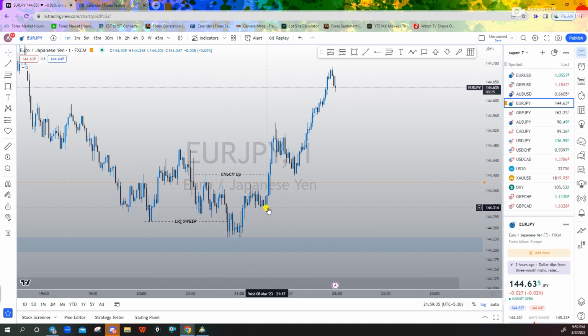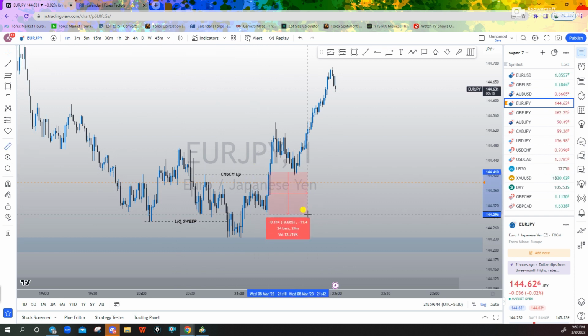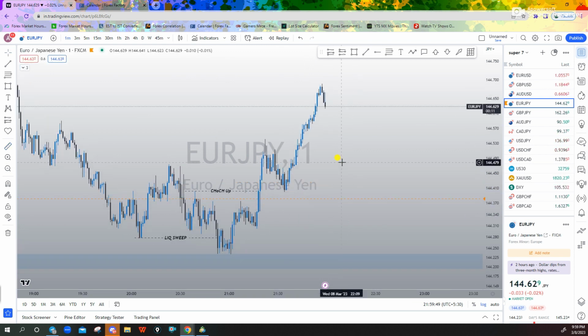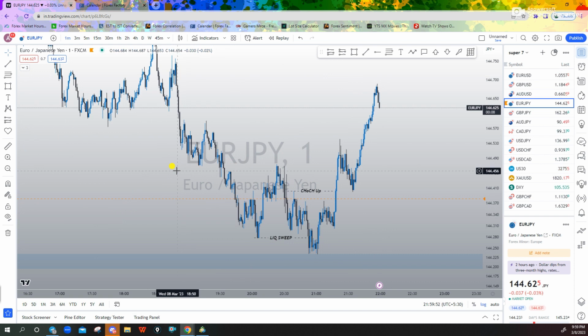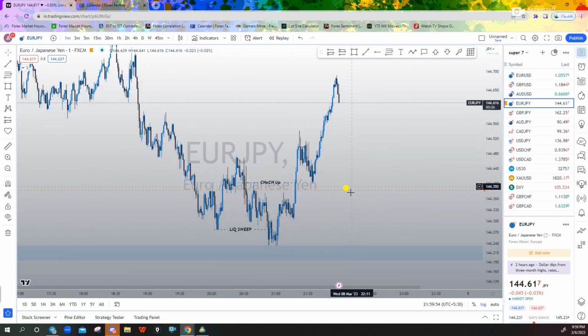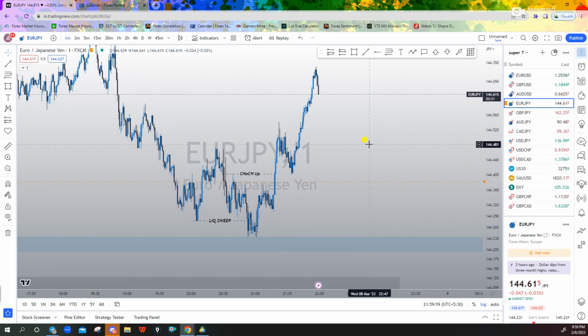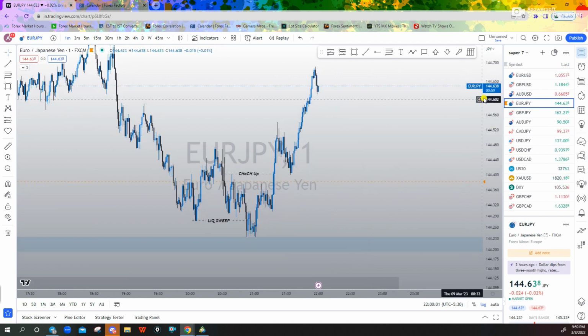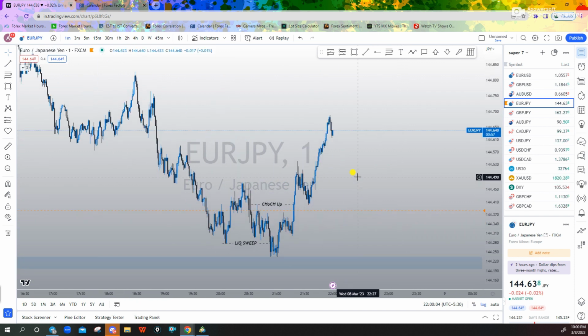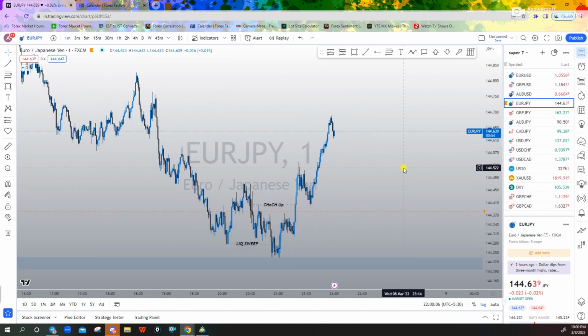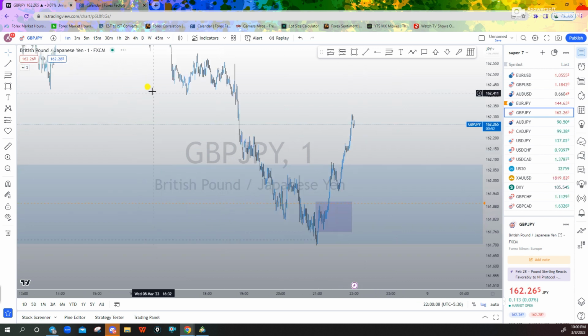But still, after this I was looking for a reaction. It did give me a reaction and it has given me a character change. But after that, what I was expecting is it has to come to my point of interest. Even though it came to this point, the stop loss is too much, 10 pips, 12 pips, and I don't want to take that. So in that scenario, I have missed my entry. But if it comes to this point again and I get a reaction, I'll go for a buy. But as of now, I missed the trade over here, so the chances of getting another chance are very less, right?